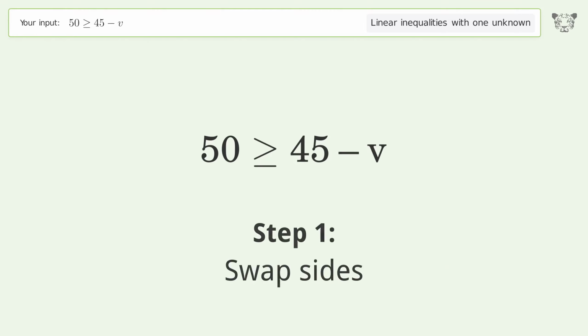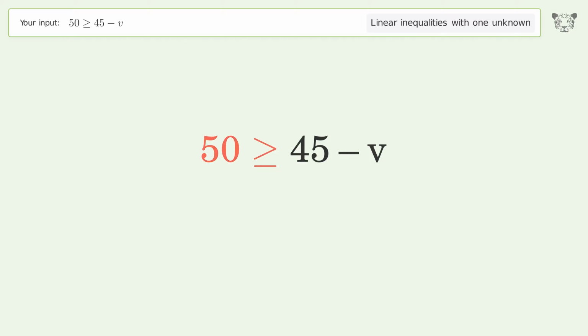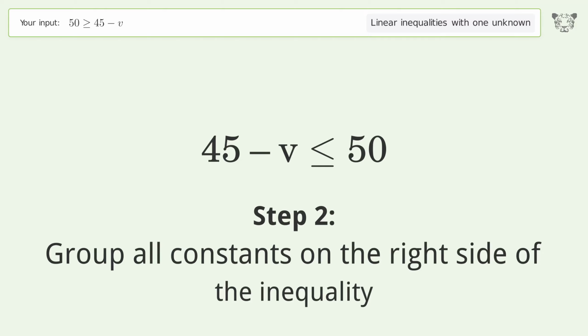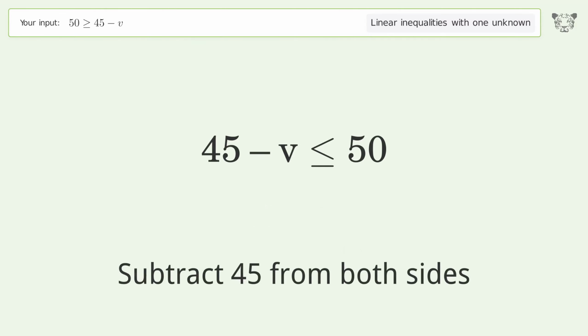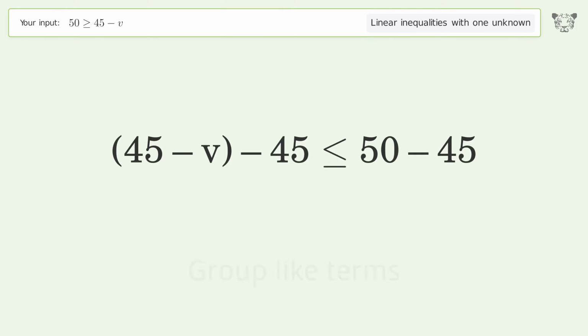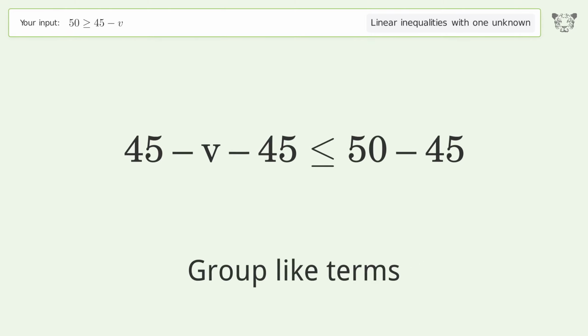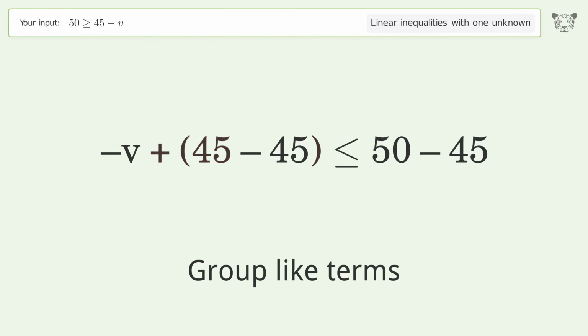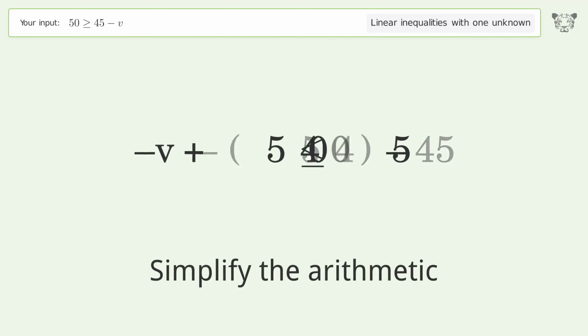Swap sides. Group all constants on the right side of the inequality. Subtract 45 from both sides. Group like terms. Simplify the arithmetic.